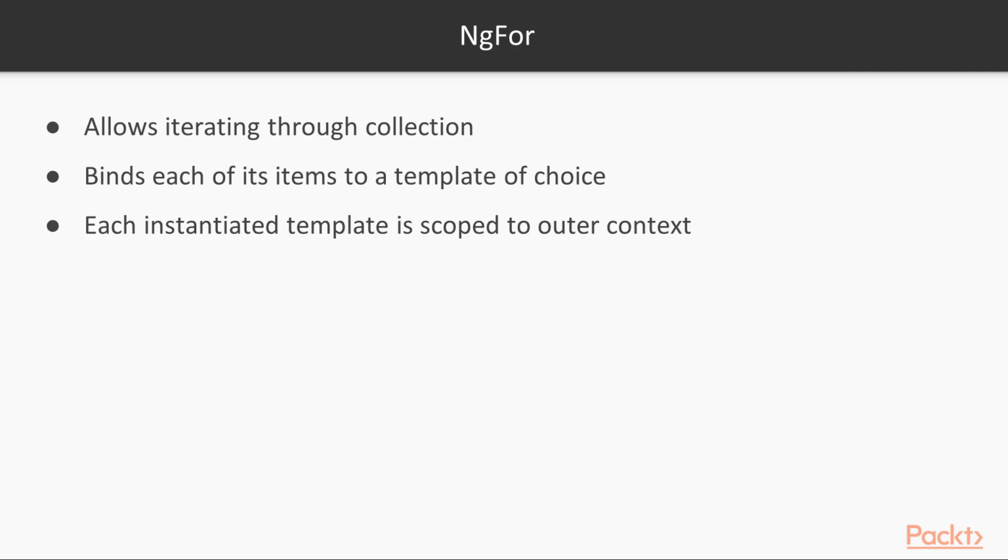The ngFor directive allows us to iterate through a collection or any other iterable object and bind each of its items to a template of our choice, where we can define convenient placeholders to interpolate the item data. Each instantiated template is scoped to the outer context, where the loop directive is placed, so we can access other bindings.